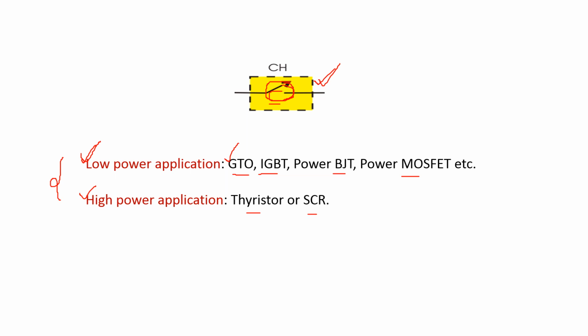In the chopper circuit, in place of the power semiconductor device, for low power applications we use GTO, IGBT, BJT and MOSFET. Coming to high power applications, we use thyristors.